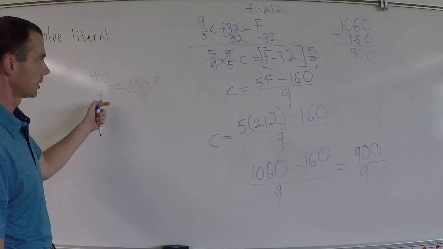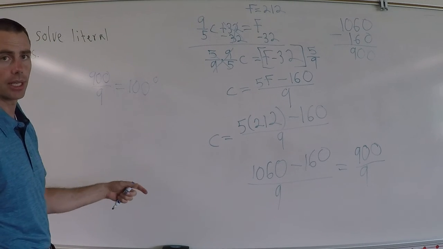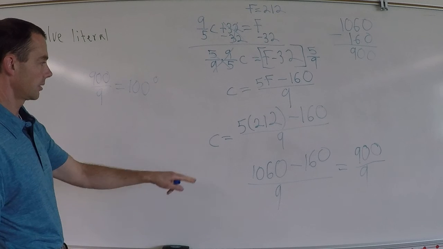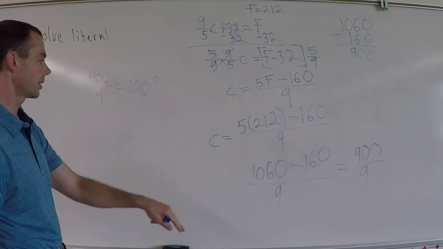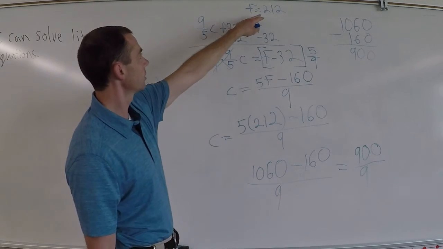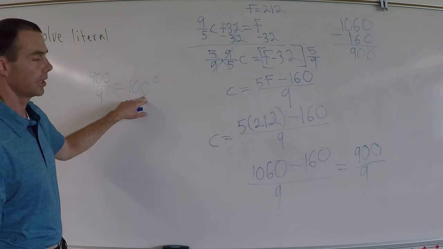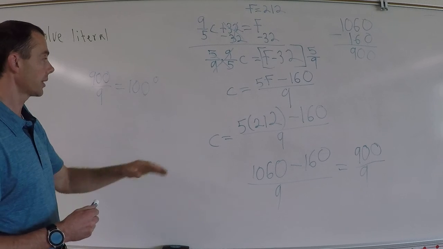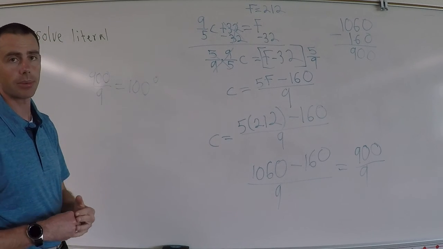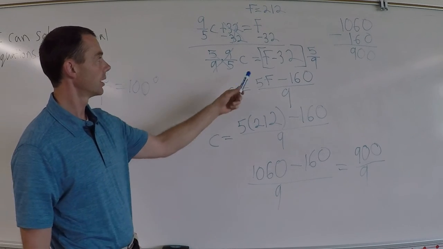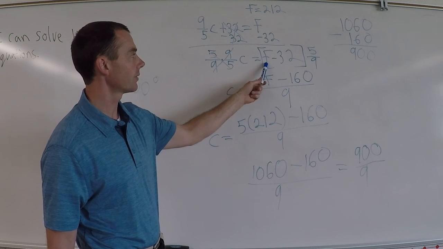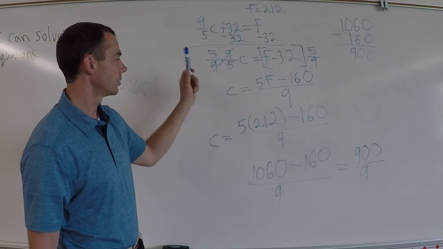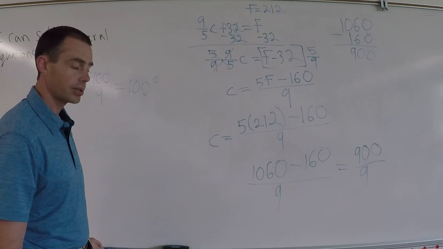Okay, which makes sense. That was the answer that I gave you at the end of the last video. 1,060 minus 160, 900 over 9. So we know that 212 degrees Fahrenheit is 100 degrees Celsius. And hopefully you got that. If not, go back and look at your steps, see where you might have made a mistake. Did you forget to multiply the F by 5/9 as well? Did you do something else? Look through it, see if you can figure out what went wrong.